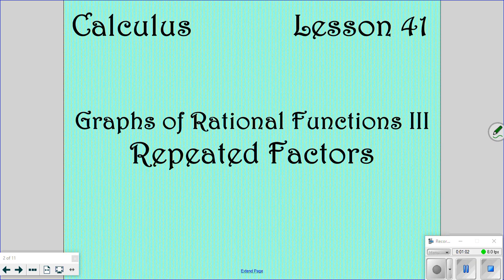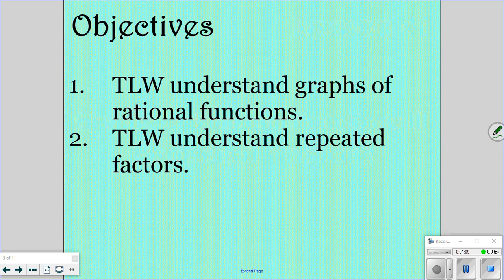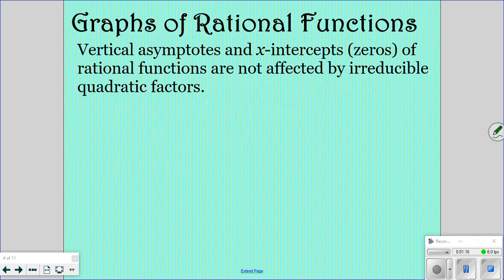So we are looking at lesson 41 today. We're looking at graphs of rational functions part 3, and then we're going to look at repeated factors. So hopefully you'll understand more about rational function graphs and repeated factors after this lesson. Vertical asymptotes and x-intercepts, your zeros of your rational functions, are not affected by irreducible quadratic factors. So x squared plus any number would be an irreducible quadratic factor. We already talked about that. I told you whenever you see these, you just mark them out.